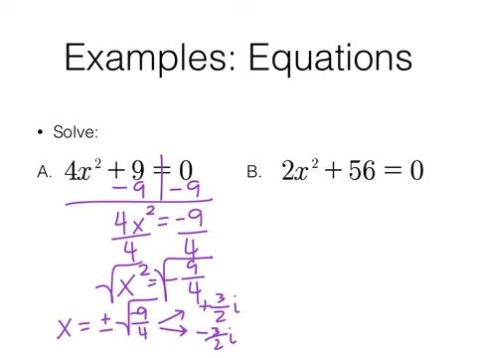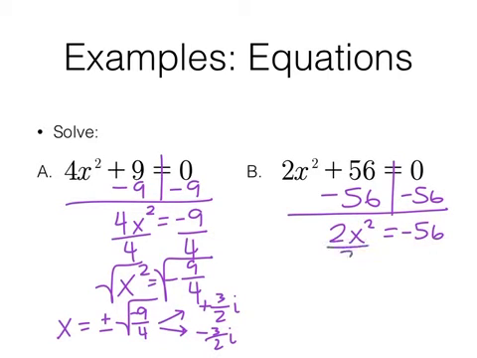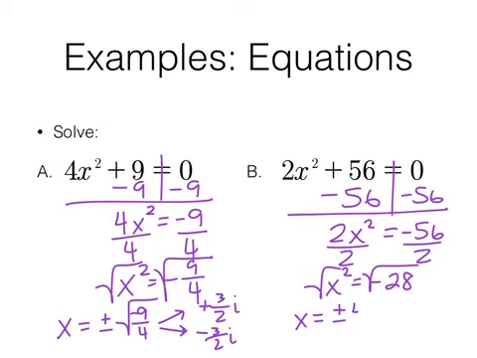Okay, same idea here, except this time I can subtract 56 from each side and then divide by 2. But it's still going to be negative. So I'm going to have x squared equals negative, in this case, let's see, half of 56 is 28. Square root. So I have x equals, again, plus or minus, the square root of negative 28, which is 2i root 7. Plus or minus 2i root 7.